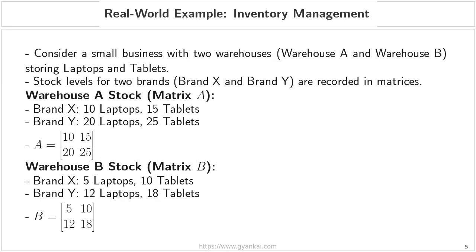Next, let us examine the stock for Warehouse B, which we will represent as Matrix B. In this location, Brand X has 5 laptops and 10 tablets, and Brand Y has 12 laptops and 18 tablets. This results in Matrix B, which is also a 2x2 matrix, with 5 and 10 in the first row and 12 and 18 in the second row. Now that we have our data structured into these two matrices, we are ready to move forward and calculate the total combined stock across both warehouses.